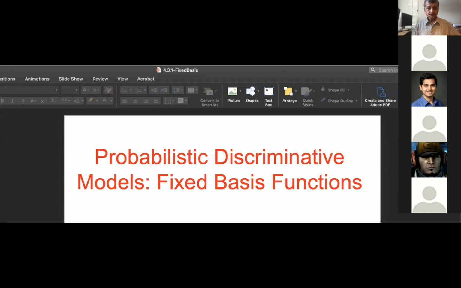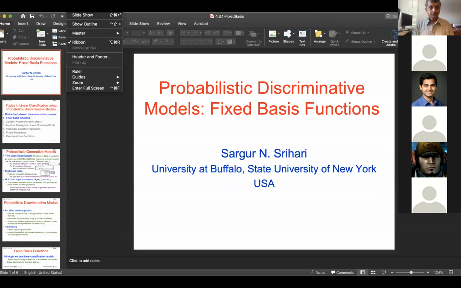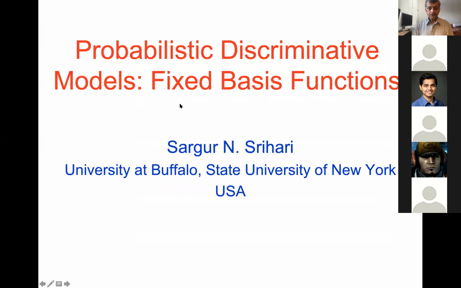I'm having a bit of difficulty here sharing this particular one. Let's see, share screen. Okay, are you able to see this? Probabilistic discriminative models? Are you able to see? You're okay? All right, thanks, Mihir.